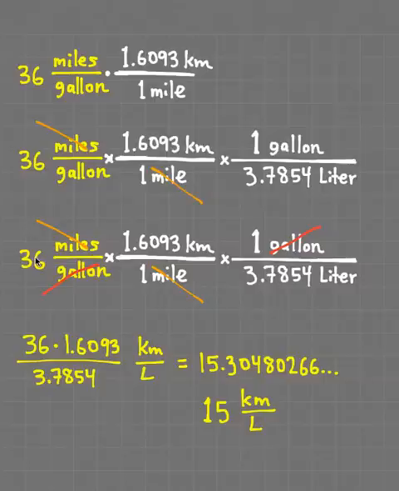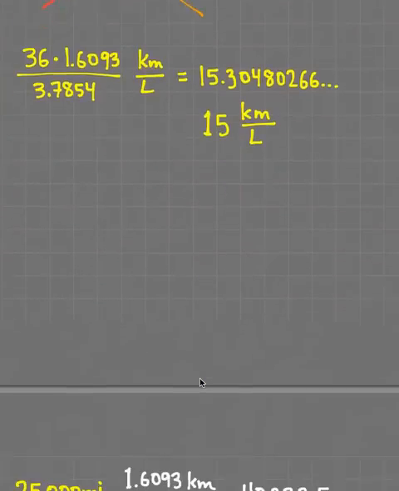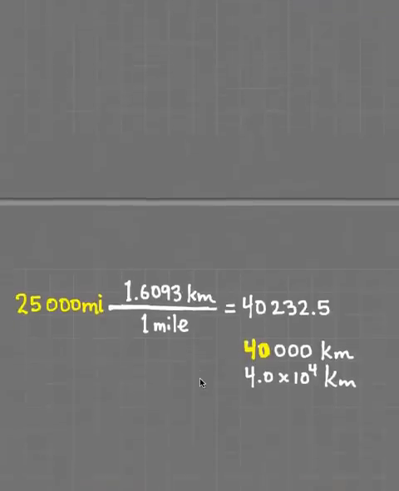And so the math is 36 times 1.6093 times 1 divided by 1 and also divided by 3.7854. Be careful of the order of operations on your calculator. Sometimes this is easy to screw up. Yeah. Here's another silly one.